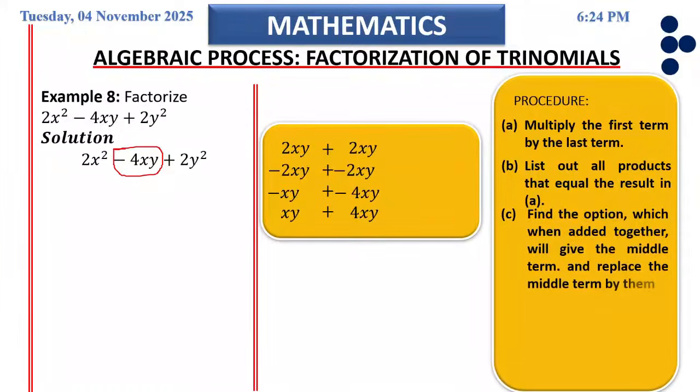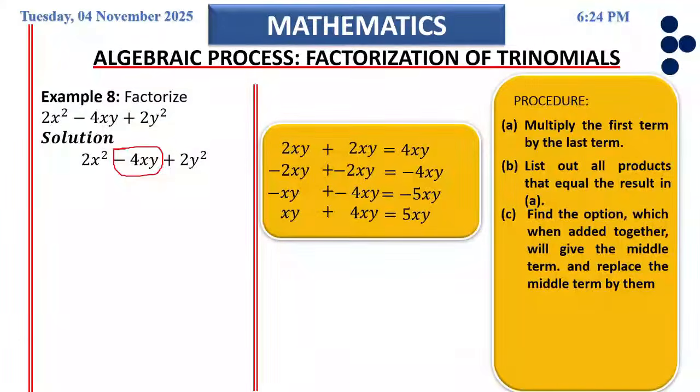We have to look for the option which, when added together, will give the middle term and replace the middle term by them. So this, plus 4xy? No. If you had the second one, minus 4xy, yay! Okay, now let's still continue with the rest. Before somebody says that we can have two values, no, you can't. You can only have one single set of values that will replace the middle term.